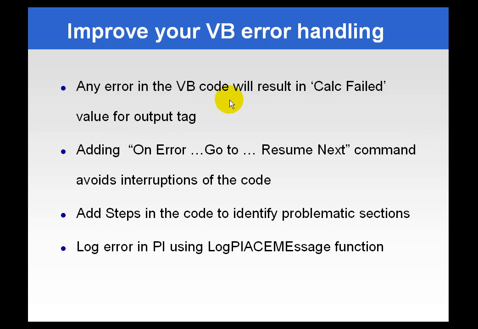You can remember a lot of Visual Basic issues that arise in ACE will result in a calc failed value for the output tag. So if you ever see calc failed, it indicates that there was a problem. And so making your code a little bit more responsive to errors will help you in troubleshooting at a later date.